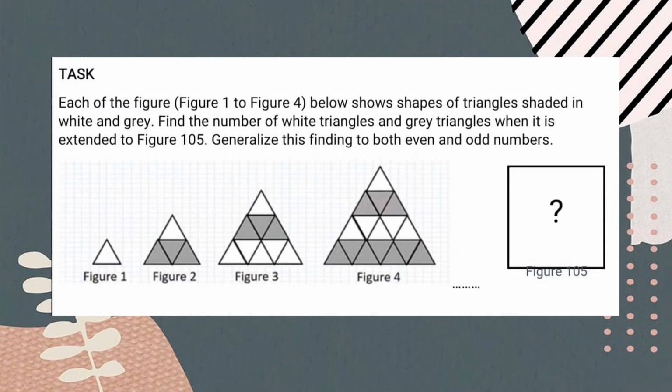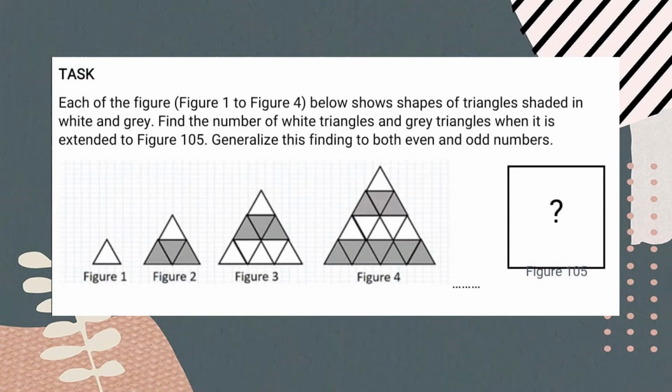The question is, each of the figure 1 to figure 4 below shows shapes of triangles shaded in white and green. Find the number of white triangles and gray triangles when it is extended to figure 105. Generalize this finding to both even and odd numbers.